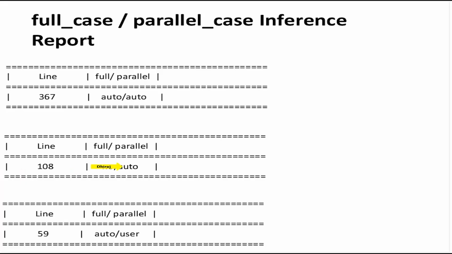For the other case, it will tell that okay, boss, it is full. So if it is not even full and not even parallel, it will say no and no. The first two cases here tell us that compiler directives are not used. Now I started using compiler directives. So this tells me that at line 59, the case block, it is full, yes, it is full, but you have used a parallel case directive. User means that you are telling DC as a user that treat this as parallel case. If you write full case, it will say user/user.